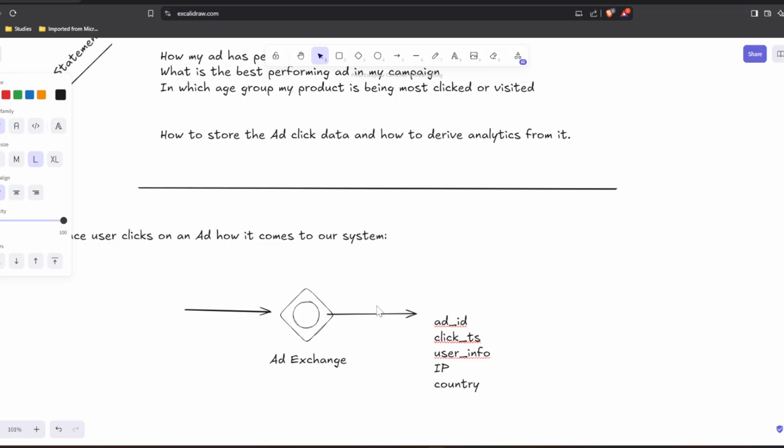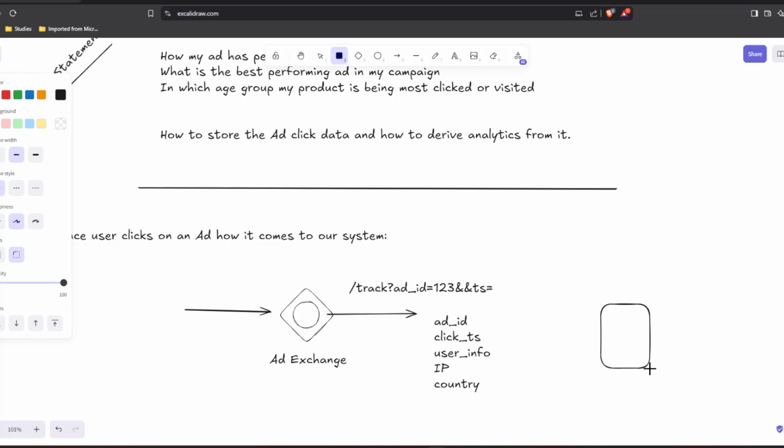So now how are we going to track it? Suppose there is a certain URL, and in that URL we pass, I'm just oversimplifying the system now, something like ad id equal to 123, and timestamp equal to some kind of epoch timestamp. This is how we are going to pass it, and it is going to get stored in some sort of database. We will go into detail later on what kind of database we are going to use to make this data store.